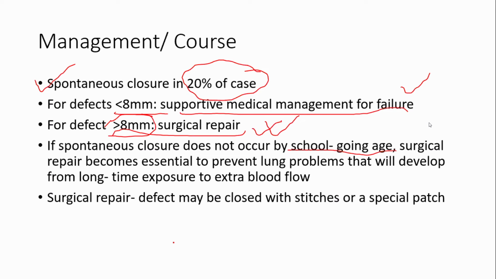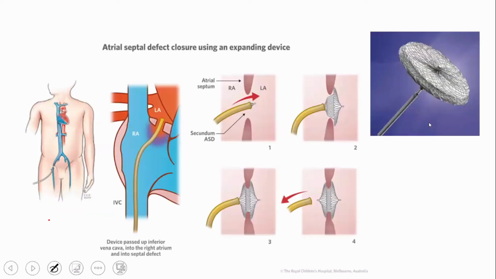Okay, and for surgical repair, we do not go for open heart surgery nowadays. We go for non-invasive procedures like this. You send a catheter through the vein, it goes into the heart, into the right atrium, and there you have a device like this. You open up the device, and then you take out the catheter. Okay, this is the device closure of atrial septal defect. So these are the open heart surgery and non-invasive options. This is the procedure that we do to close atrial septal defect.